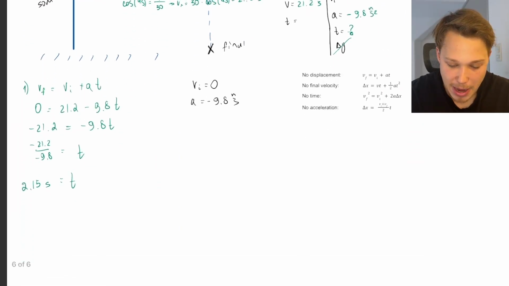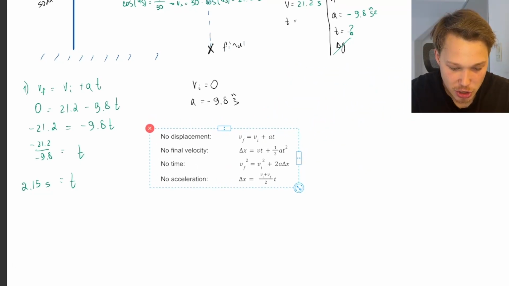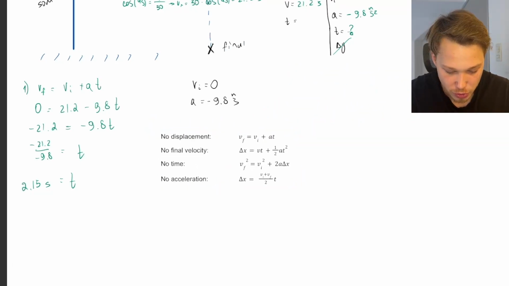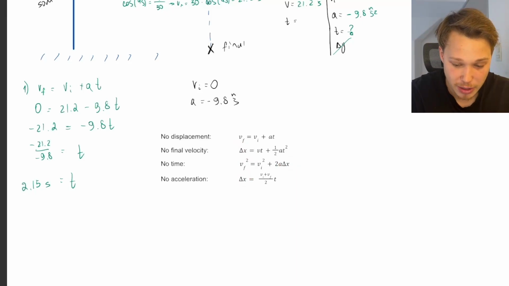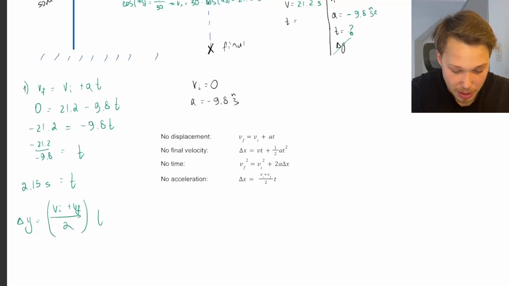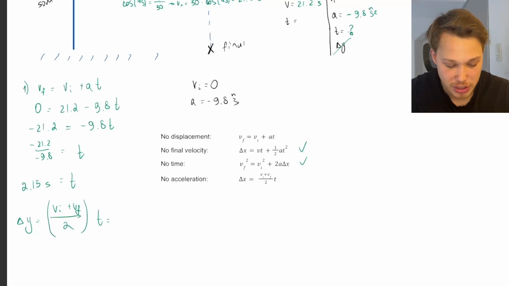Okay, so let's come back to this equation. Now I actually do need to find the displacement. So I can use any equation that has the displacement. This last one looks the simplest to me, just the simplest one to set up. So delta y is equal to initial velocity plus final over 2 times time. But you could have solved it using this or this equation.